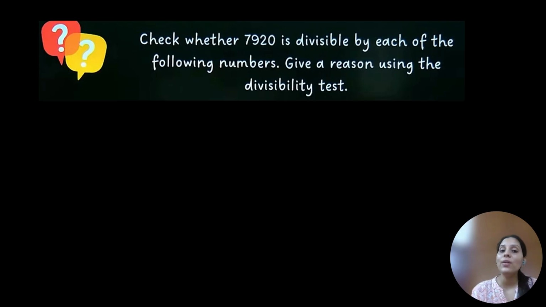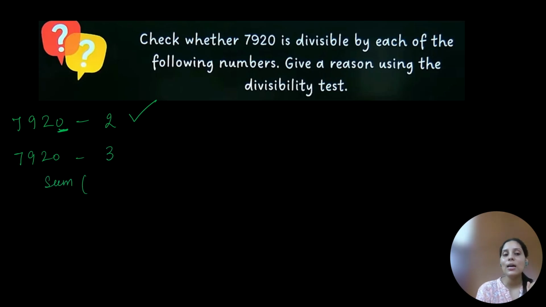So one question, let us see this question. Check whether 7920 is divisible by each of the following numbers. So let us check one by one. Is it divisible by 2? Yes. What is the rule of 2? Last digit should be even. It is divisible. 7920, is it divisible by 3? What is the rule? What is the sum? 9 plus 2, 11. 11 plus 7, 18. Is 18 divisible by 3?